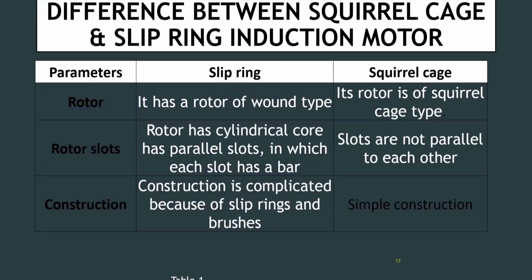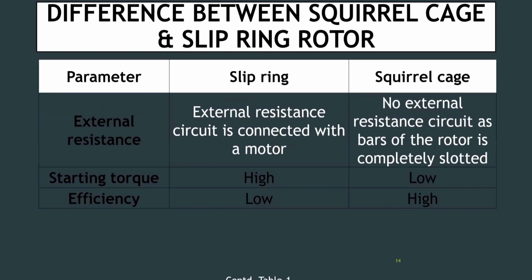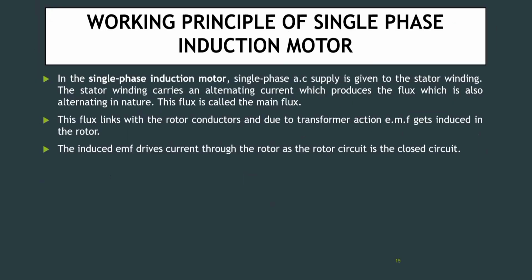If I talk about the rotor, slip ring is a wound rotor type and squirrel cage is a squirrel cage type. The rotor slot is a cylindrical core, but in squirrel cage it is not parallel. The construction is very complicated in slip ring, while squirrel cage is a simple construction. External resistance can be added in slip ring, where it is actually required. Efficiency is low in slip ring, while squirrel cage efficiency is high.